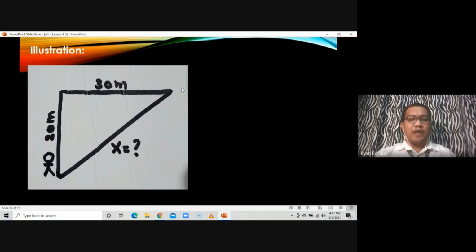So, nandito na siya ngayon. Ito na siya ngayon. Due north, then 30 meters due east, 20 meters due north rather, 30 meters due east, ito na siya ngayon. Gaano siya kalayo ngayon doon sa starting point? So, this is what we are looking for.